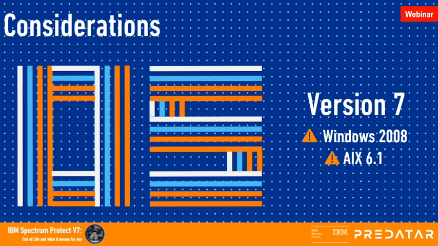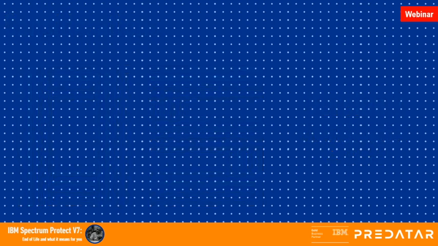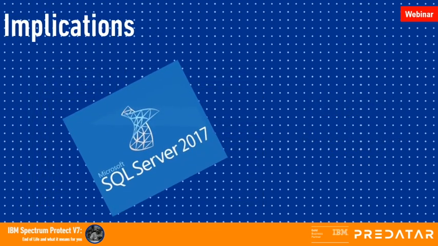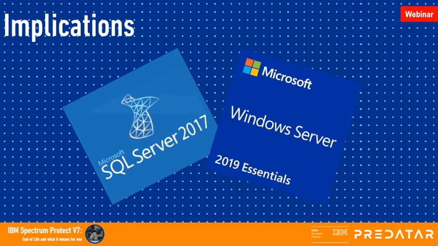As well as being able to install the Spectrum Protect server on newer operating systems, if you want to back up more modern environments, you'd also have to be looking towards version 8 to meet those requirements. For example, if you want to back up SQL Server 2017, you'd need version 8 of Spectrum Protect for databases, and you'd need a recent version 8 client if you had plans to back up Windows Server 2019.